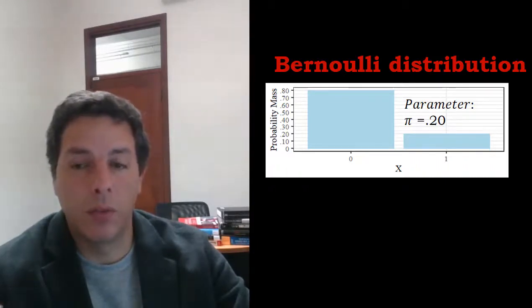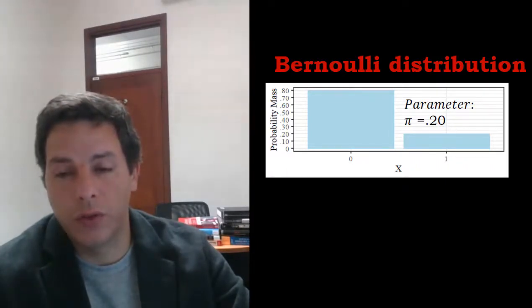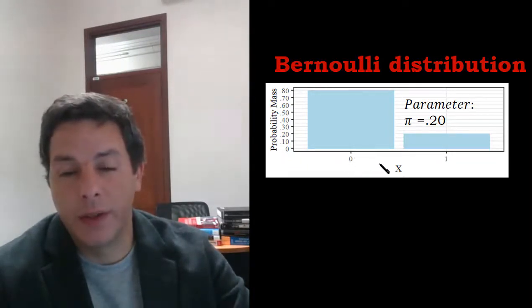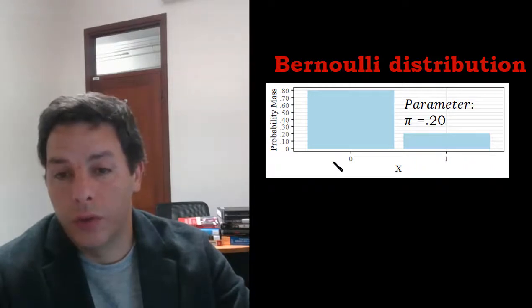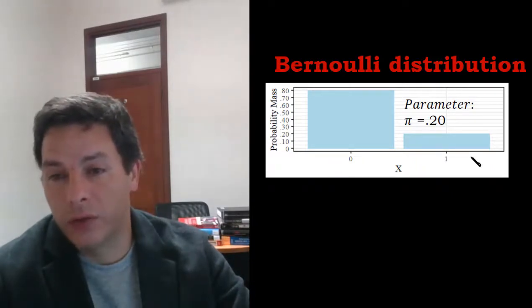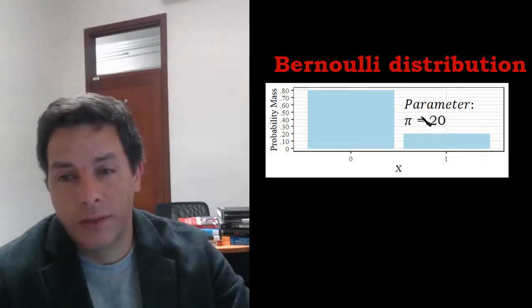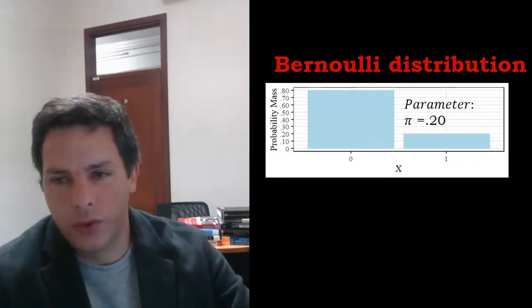Remember, that's the Bernoulli distribution, in which we are interested in the parameter, and the x, which is the random variable, takes the value 0 or 1. Typically 0 is called failure and 1 is called success. So that's it. That's the only parameter we need for the Bernoulli distribution.